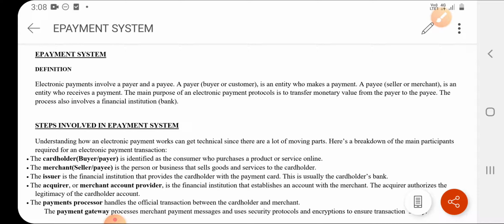The main purpose of an electronic payment protocol is to transfer monetary value from the payer to the payee. The process also involves a financial institution. So, the payer buys a product from a particular organization, and he is paying for that product to the payee. How is he paying the amount for what he is buying? Through a financial institution. Financial institution is nothing but the bank.